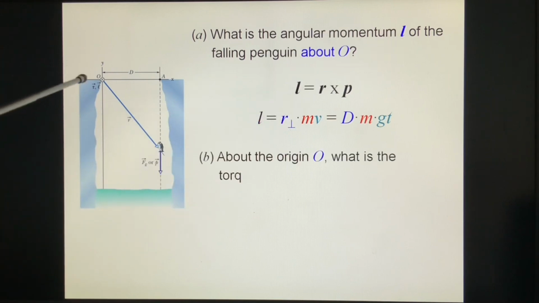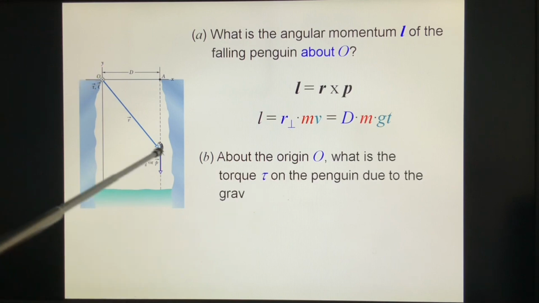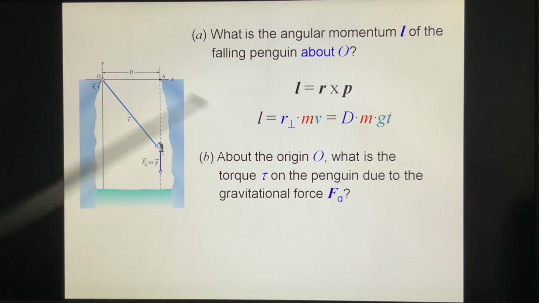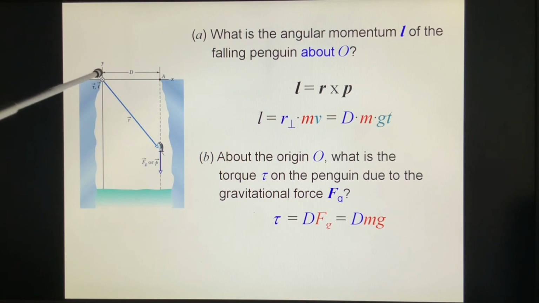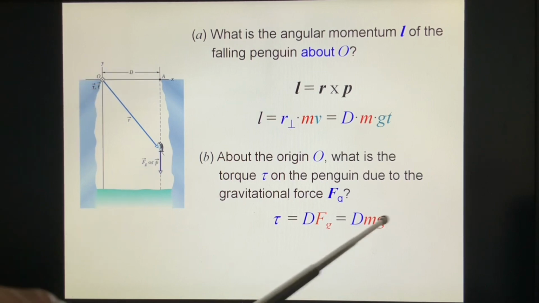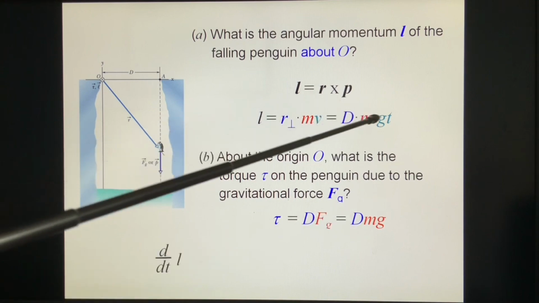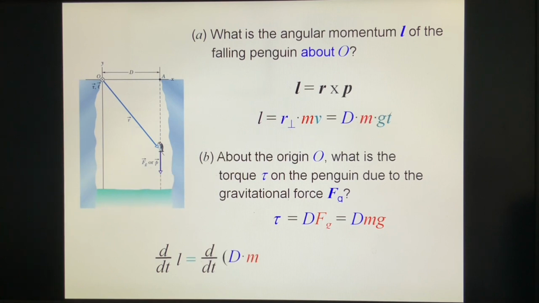Question B. About the origin O, what is the torque on the penguin due to the gravitational force Fg? The torque due to Fg, by definition, is r cross F, which is r perpendicular times F. r perpendicular is d, and F is mg. From these two, we find dL/dt is d m g, which is just equal to the torque. This is Newton's second law in angular form.